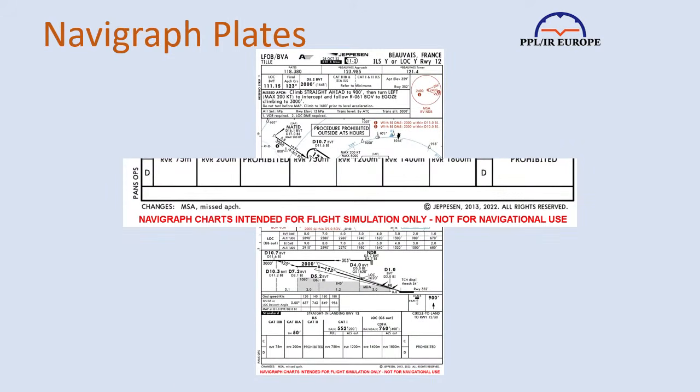Navigraph. The Jeppesen plates are published for use with flight simulators at much lower cost. While not intended to be used in flight, this allows pilots to practice flying any approach beforehand with identical information that will be used in flight. Navigraph data is accessed online and so does not require to be periodically updated by the user.